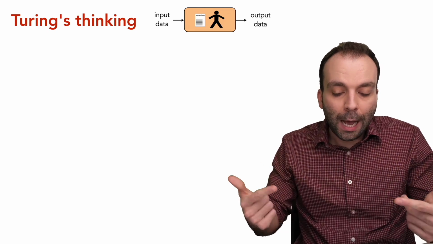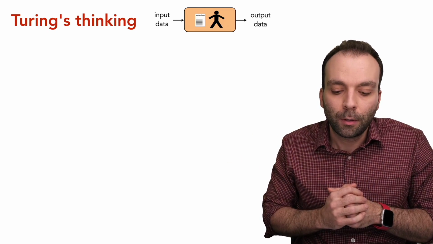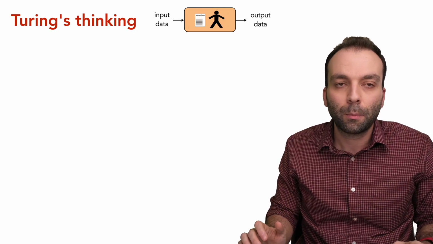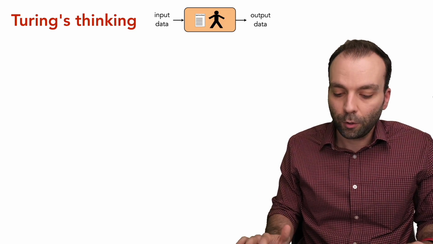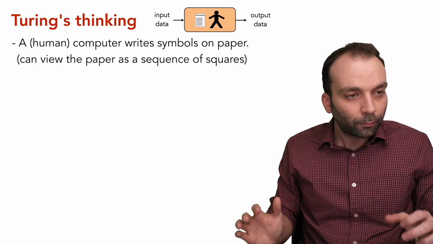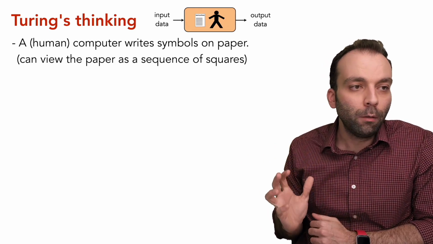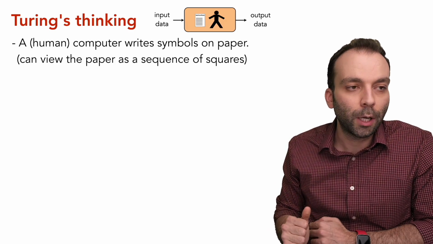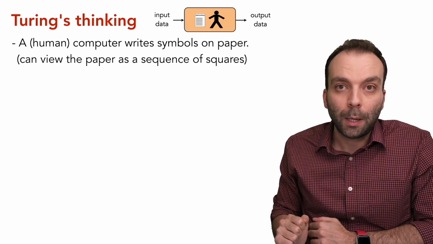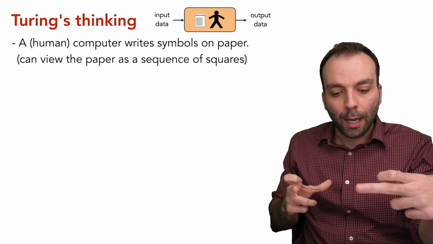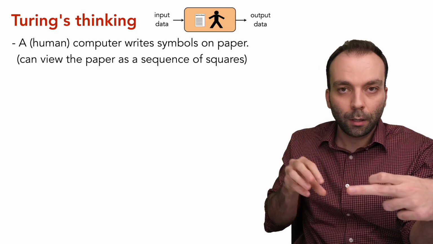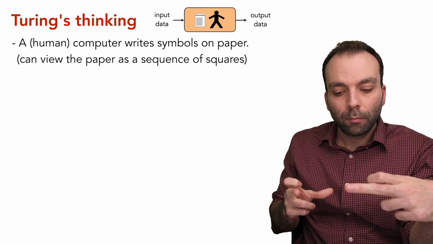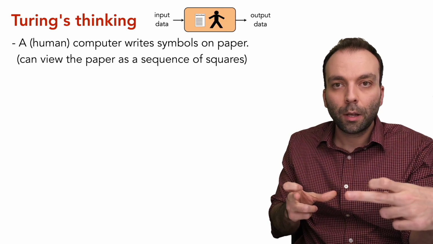And now, how did he do this? Let me give you some of the arguments that he made in his paper motivating his definition, right? So he said the following: look, a human writes symbols on paper. When a human is doing a calculation, they work on paper, and he imagined the paper as a squared paper with cells, like a math paper.